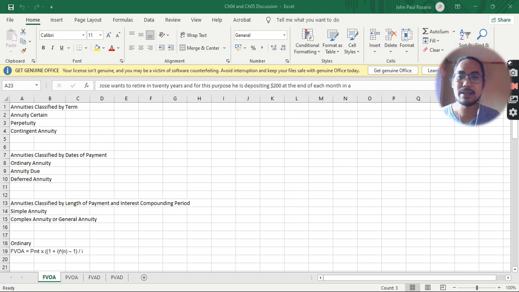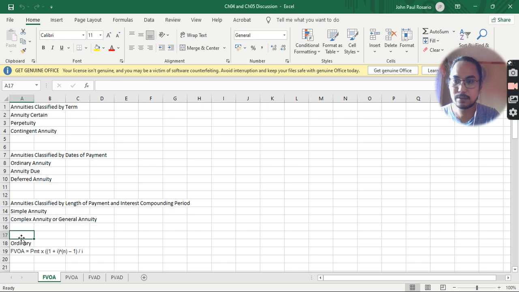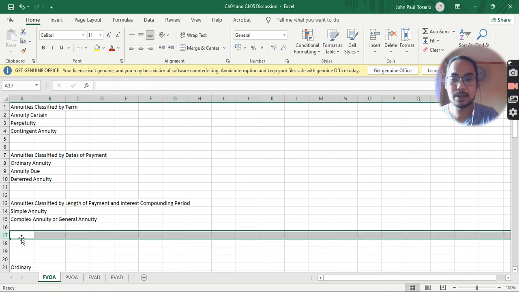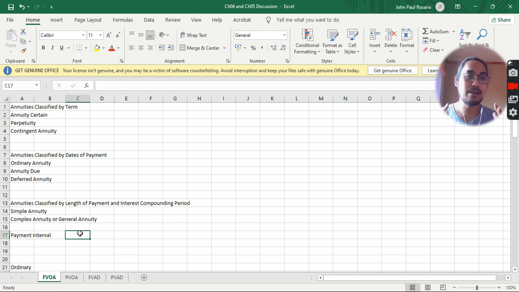Okay? So when we say annuities classified by length of payment and interest compounding period, simple annuity, guys, means the payment interval is equal. So the payment interval is equal and the payment interval coincides with your interest compounding period. So when we say payment interval, it means if your payment interval is monthly, so monthly, or quarterly, every quarter.